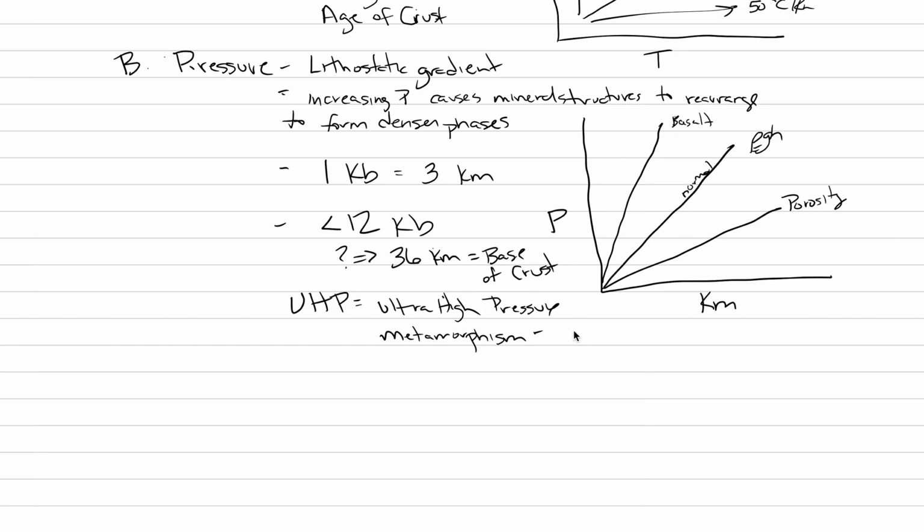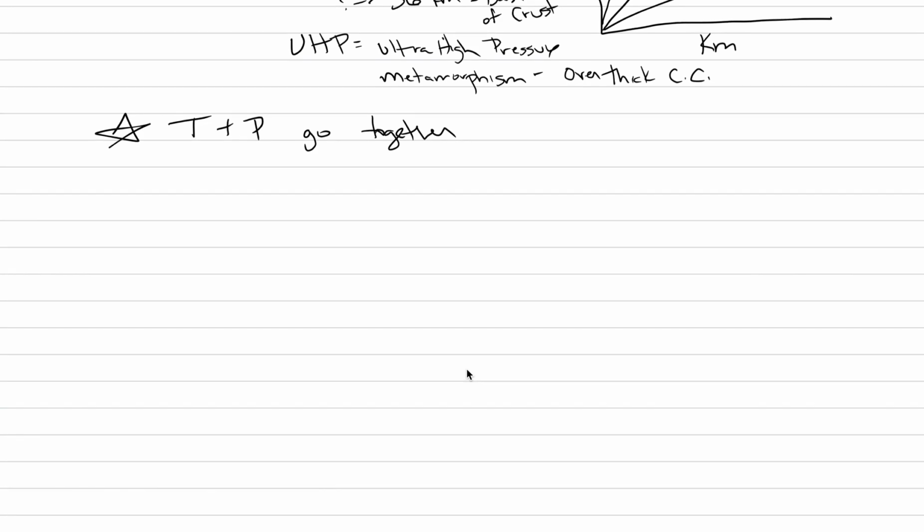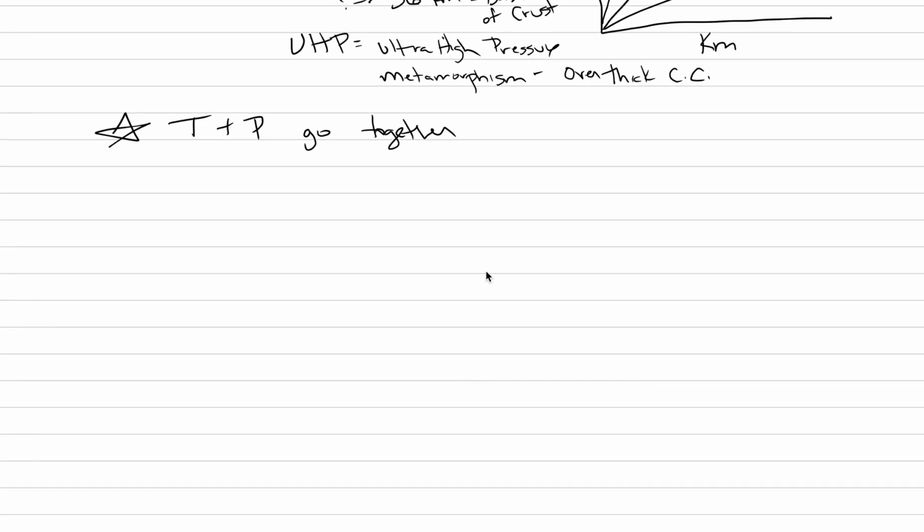And so this is where we have over thick continental crust, CC. We often do CC for continental crust in geology. Now one thing of course to always remember, we'll put a star here, is that T and P go together. And that's what allows rocks to change with these repeated facies that we see along the earth, around the world.